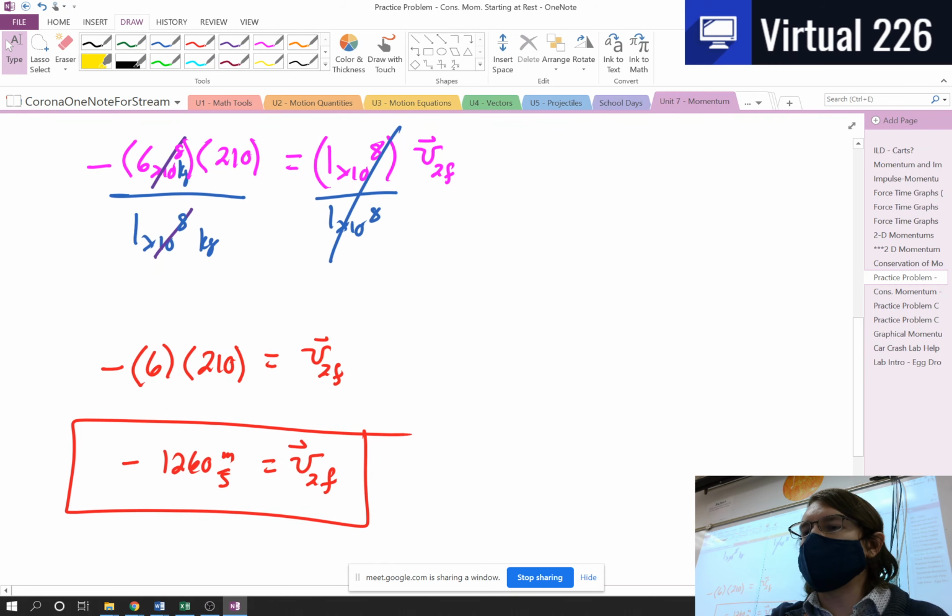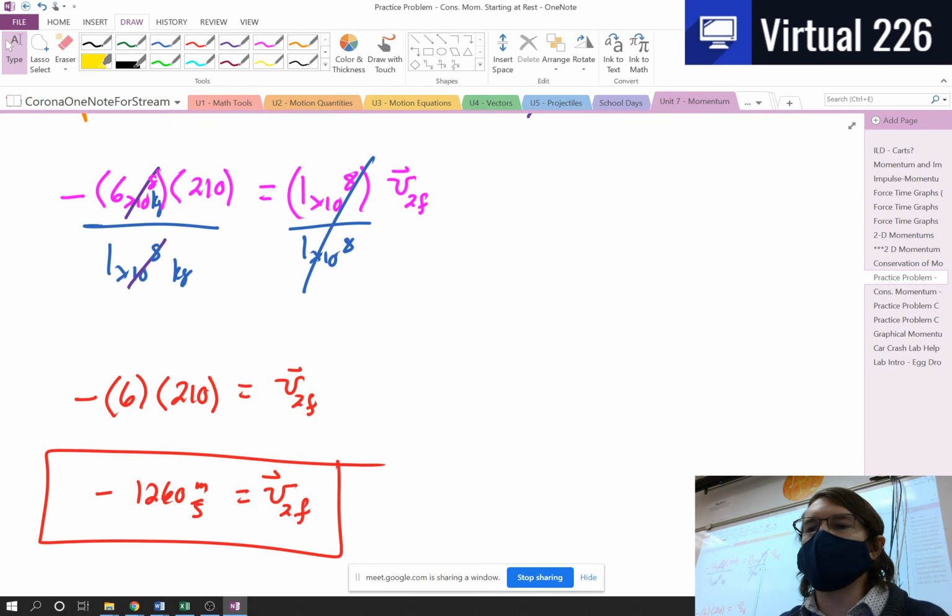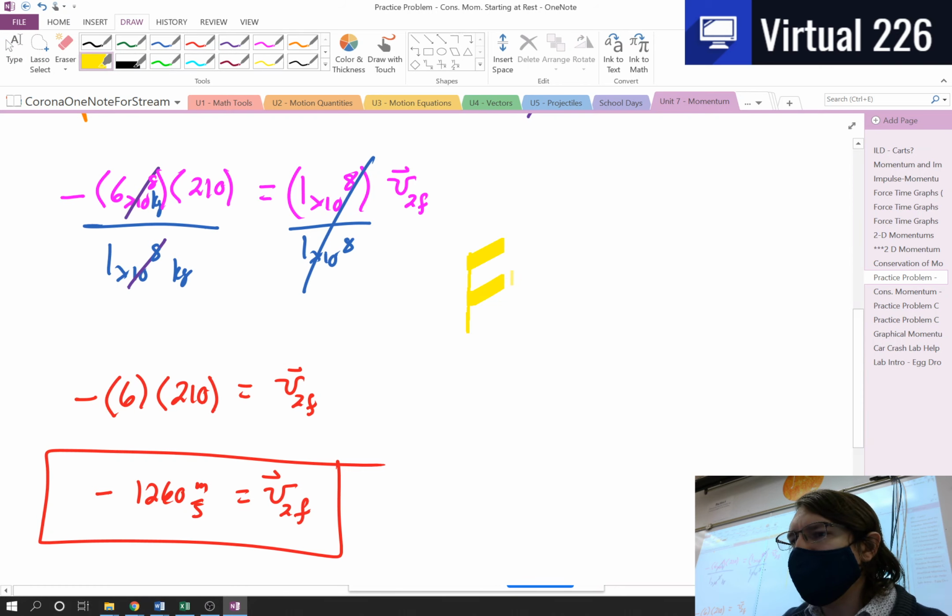And if you did multiply the 6 times 10 to the 8th and the 210 together and then subtract and then divide, that will still give you the exact same answer. I just showed you a little trick there to get rid of those pesky zeros and make life a little bit easier for you. Okay? So with that, this separation problem for the conservation of momentum is finished.